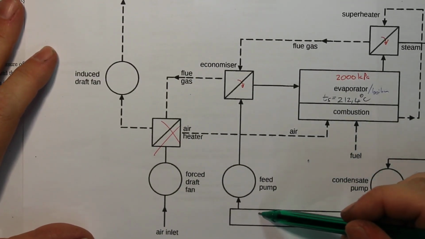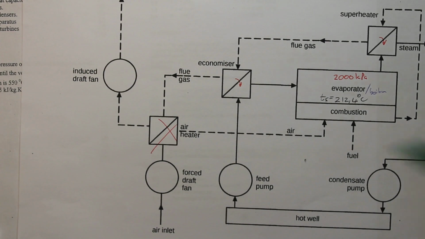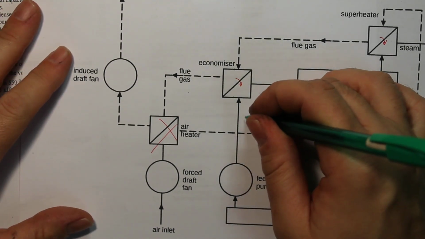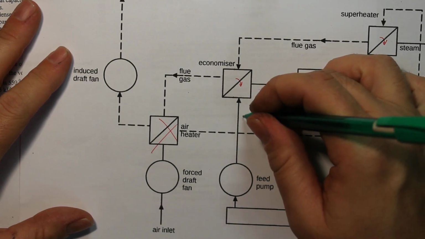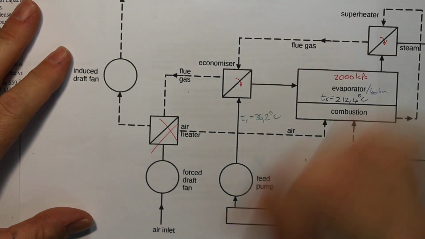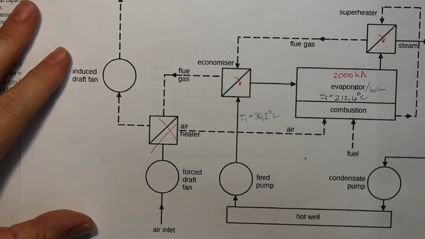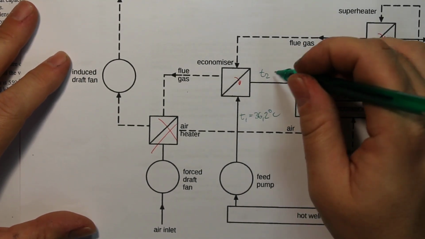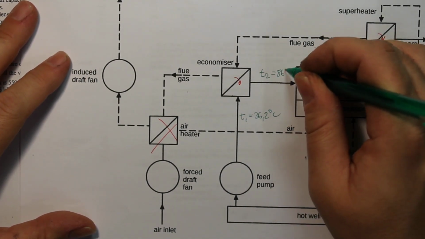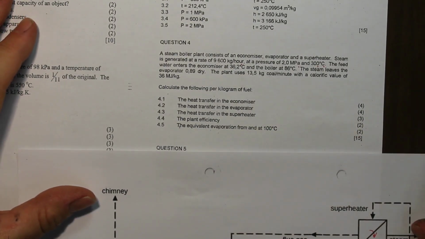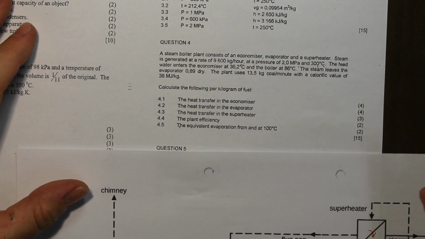So maybe it's coming out of the hot well, maybe it's coming out of the municipal supply, but they tell us here that this first temperature over here, T1, is 36,2 degrees C. Okay, and then at T2, it leaves the economizer, they tell us, at 86 degrees C. Okay, so there we go. They tell us that. All right.